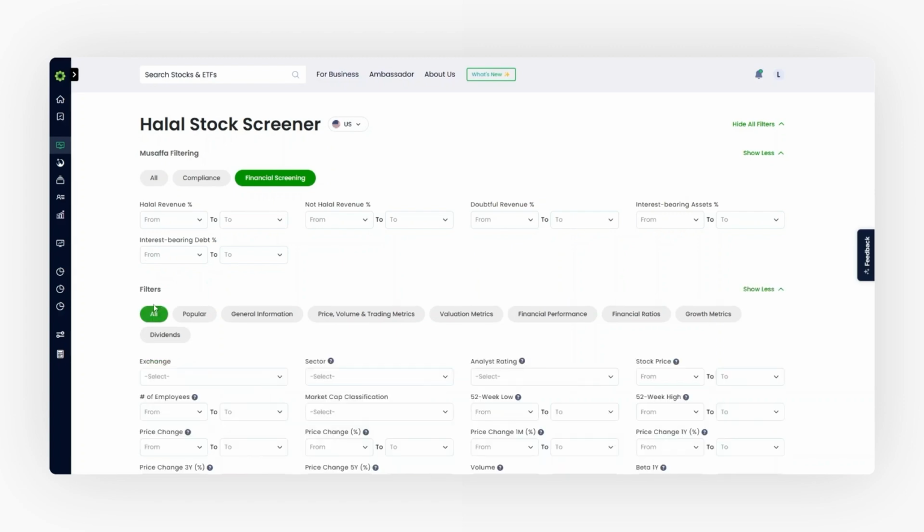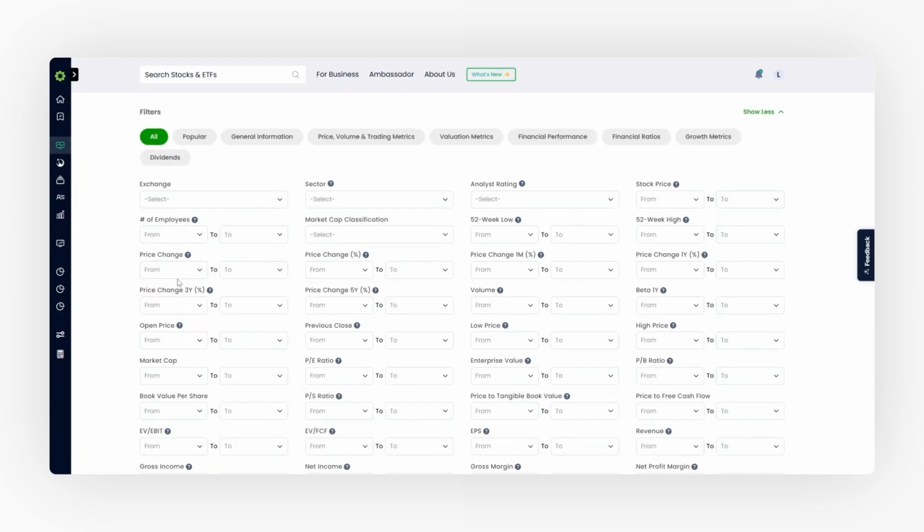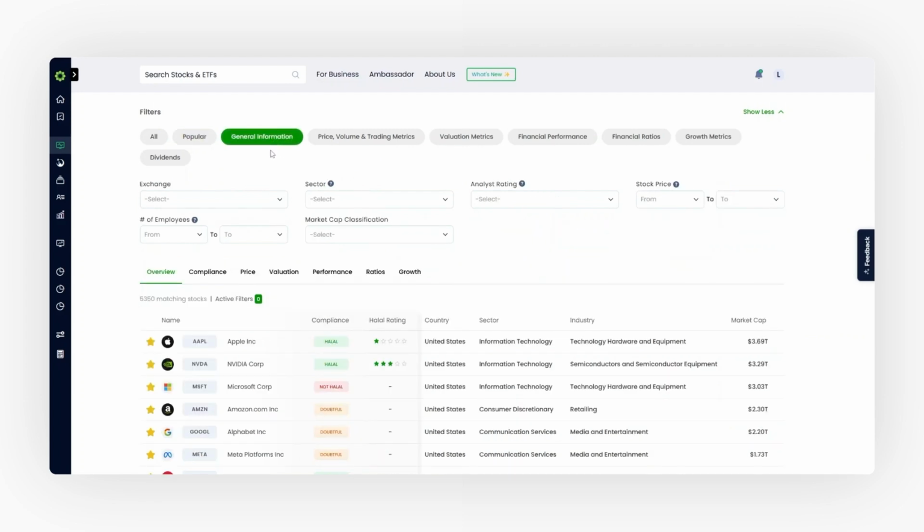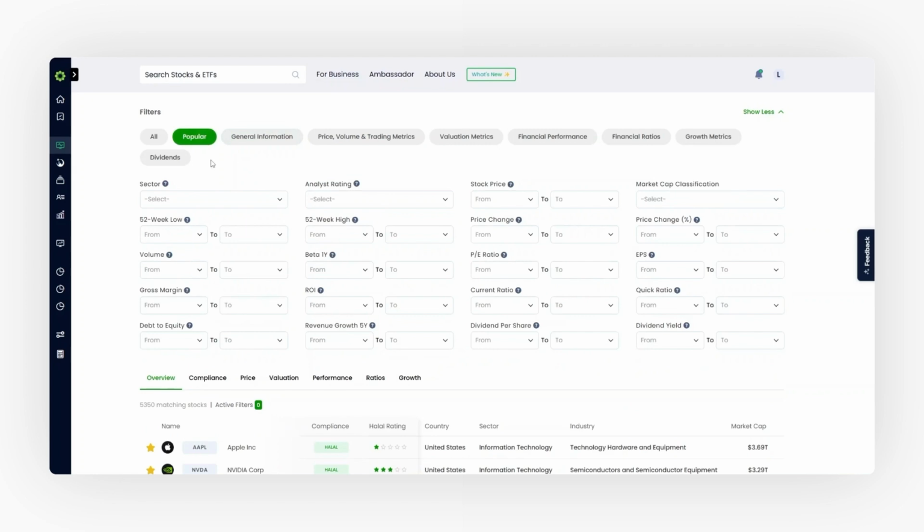The stock filters section contains a wide range of filters to refine your search based on different criteria. Popular filters include commonly used options like sector, analyst rating, market cap, or PE ratio. Under general information, you can filter stocks based on factors like the exchange they are listed on, sector, stock price, and number of employees. As you explore these filters, you'll notice a question mark icon next to many of them. If you're unsure what a filter does, simply hover over the icon and a small explanation will appear. This makes it easy to understand how each filter works without needing to leave the page.